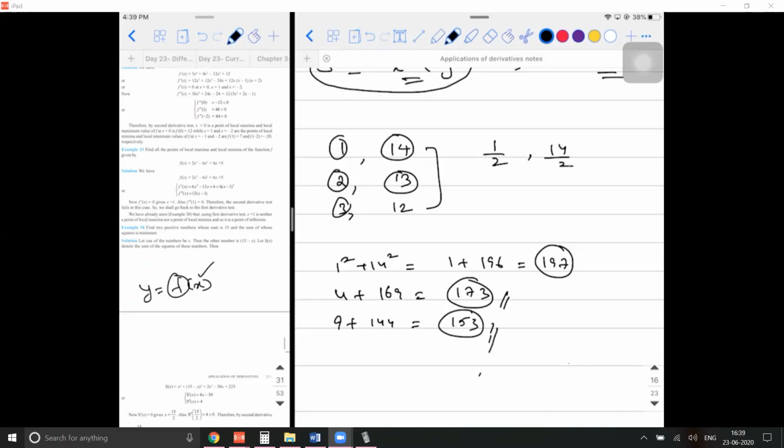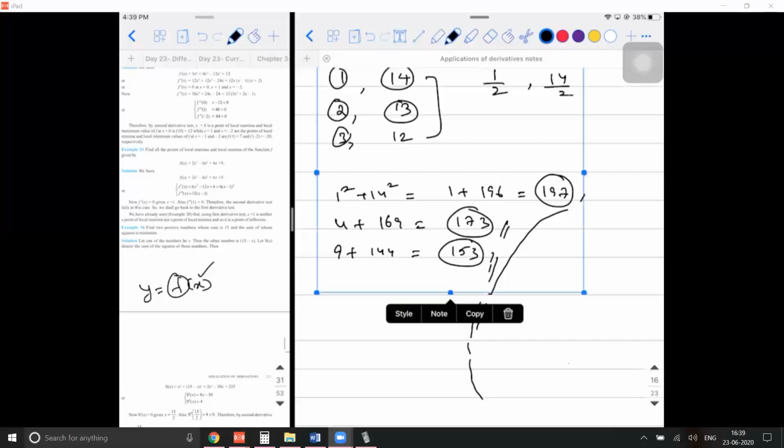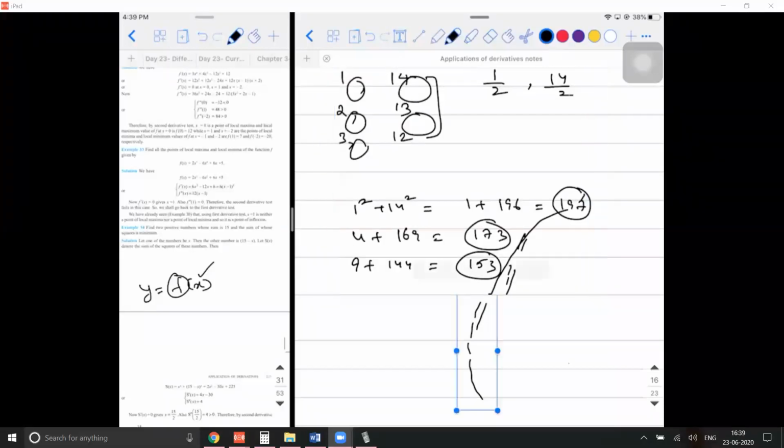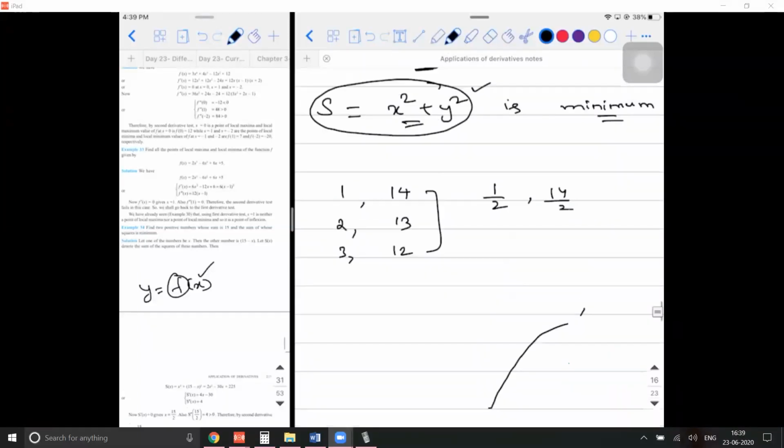Like this, if I keep writing all the values, how many such possible cases are there? There are many. Out of all those values, one of the values will be the least. We don't know what the least value is going to be. One of the values will be the least, and they're asking you to find what the least value is. So this is the meaning of the question.